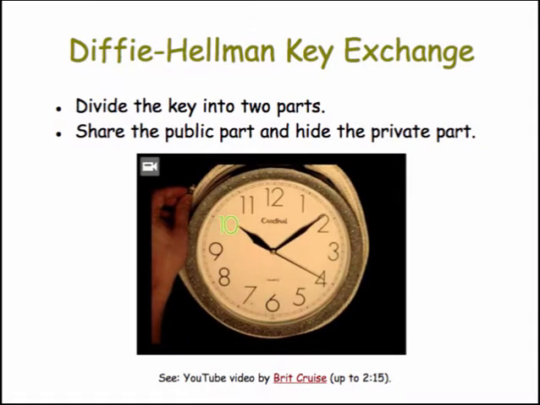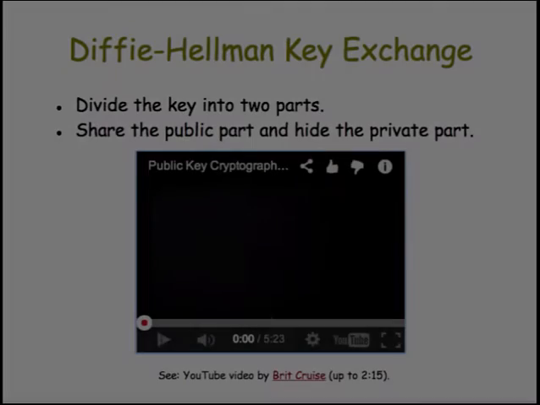The first solution that was used to solve the key exchange problem is known as the Diffie-Hellman key exchange algorithm. The idea behind it is to divide the key into two parts, a public part that is shared and a private part that's kept secret. This video by Brit Cruz is one of many that he's produced to explain cryptography. It gives a nice analogy of the Diffie-Hellman key exchange using paint.